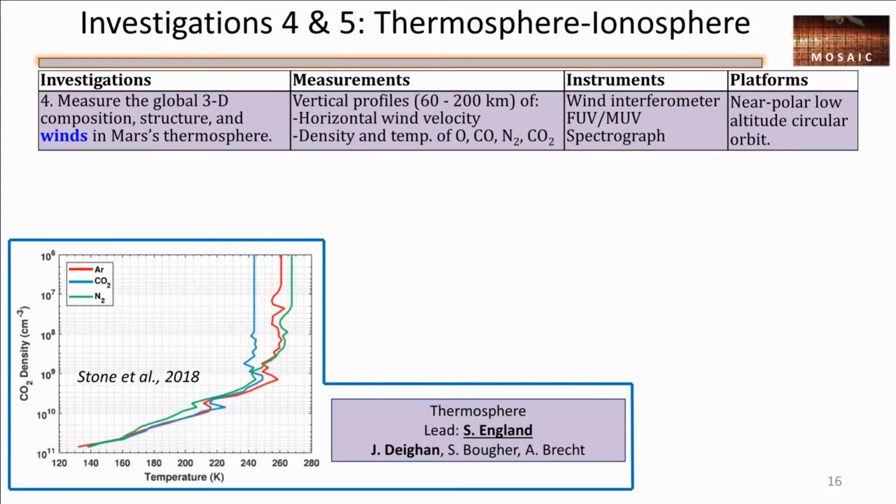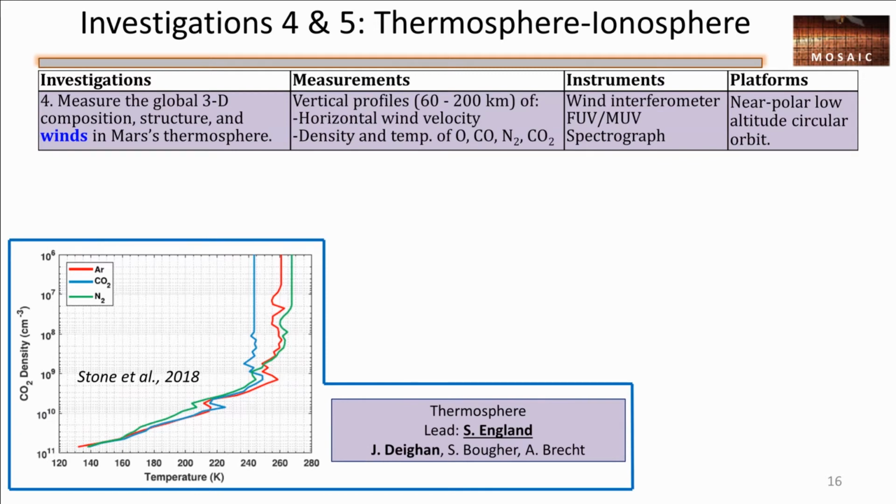Investigations 4 and 5 are what we would think of as the upper atmosphere, the thermosphere and ionosphere, thermosphere being the neutral component, ionosphere being the ionized one. Here our required measurements are the vertical profiles of the density and temperature of the primary atmospheric species, as well as horizontal wind velocity. Wind has never been measured before in this area in any systematic way. There's been a little bit of work done by MAVEN, but not systematic.